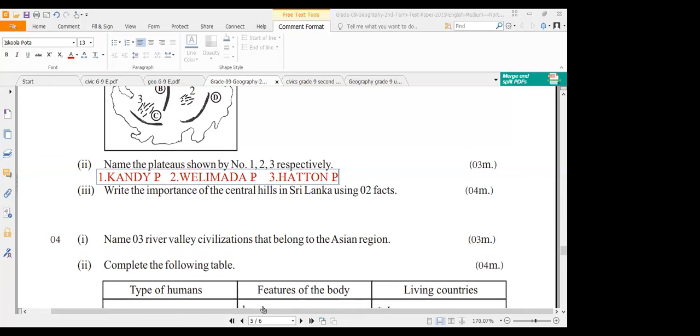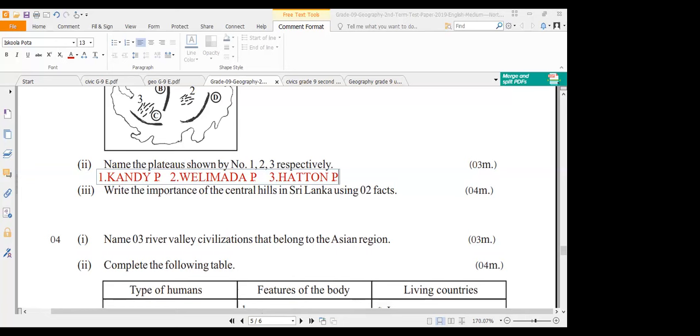Hill country forests, botanical gardens, waterfalls, mountain ranges also. Some tourists like hiking and climbing mountains. Tourist industry. For tea plantation, the climate. Ornamental flowers for growing. For livestock farming, for fruit cultivation, for cultivating vegetables.